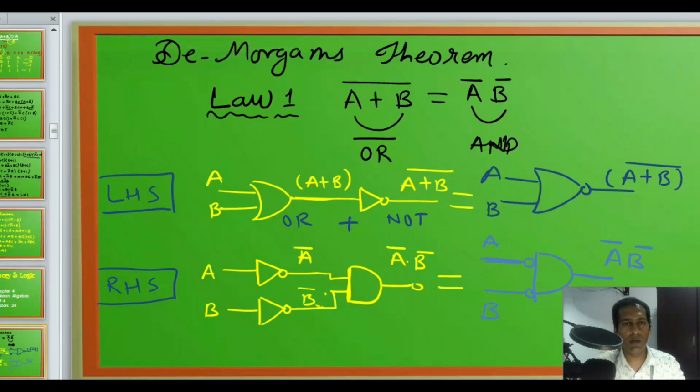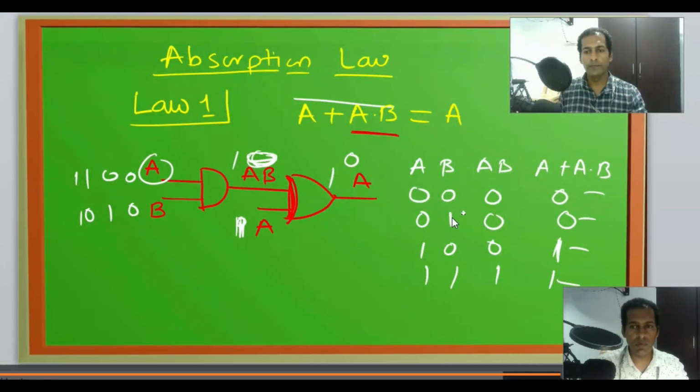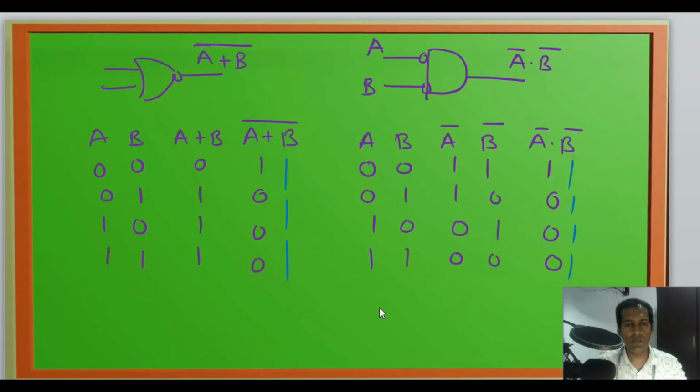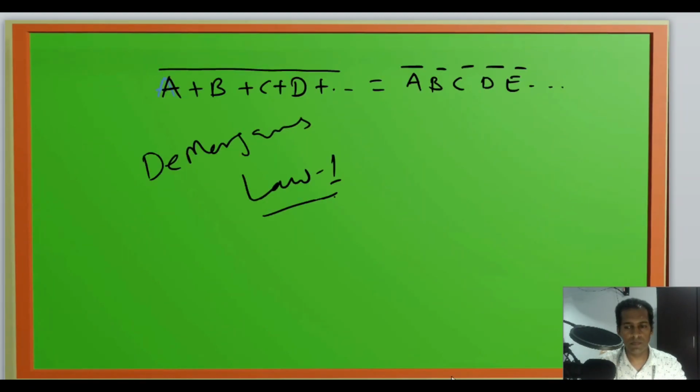(A plus B) bar is equal to A bar B bar. So this is a very important law that we have studied. So today we will see De Morgan's second law.